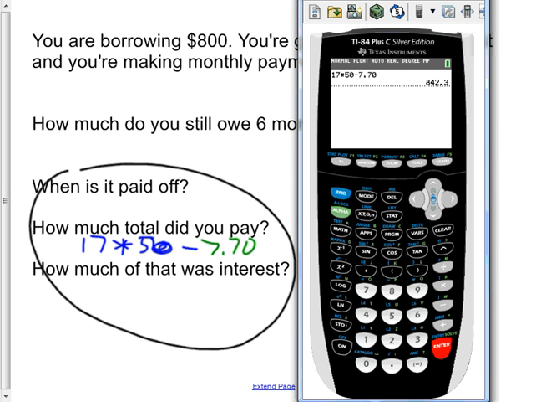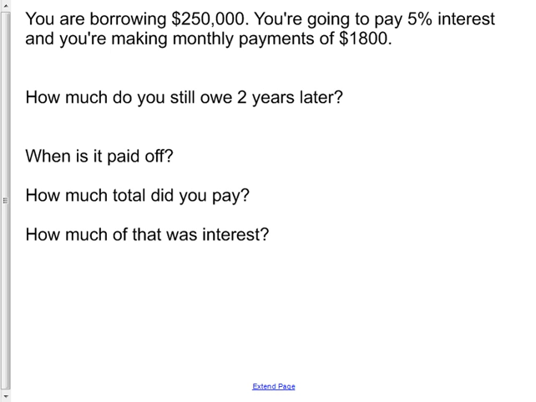Why is it 842 that I paid? Because of the interest. So since it was 842.30, the $42.30 was the interest. How many of you feel confident on that part? You're going to nail that part. Okay, good. If you don't, then you should come in the morning, because tomorrow's a Tuesday and I'm here.